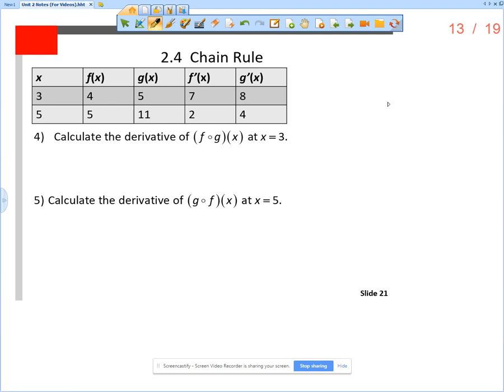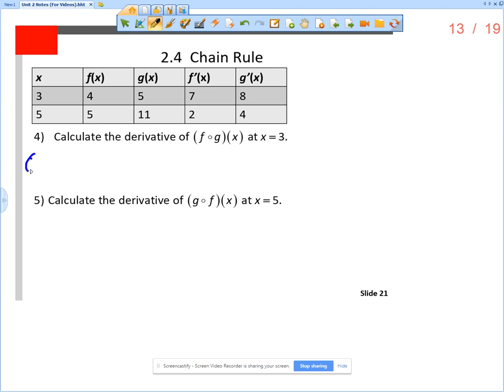Okay, we have a couple more examples, but now these examples are not analytic problems, these are numeric problems. So we've seen this presentation before, but if x is 3, f of x is 4, g of x is 5, f prime of x is 7, g prime of x is 8. But if x is 5, f of x is 5, g of x is 11, f prime of x is 2, and g prime of x is 4. So now it says calculate the derivative of f of g of x at x equals 3.